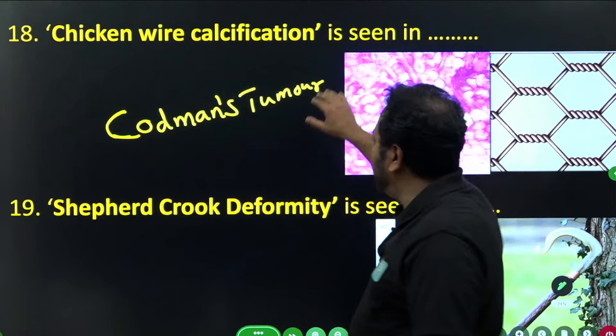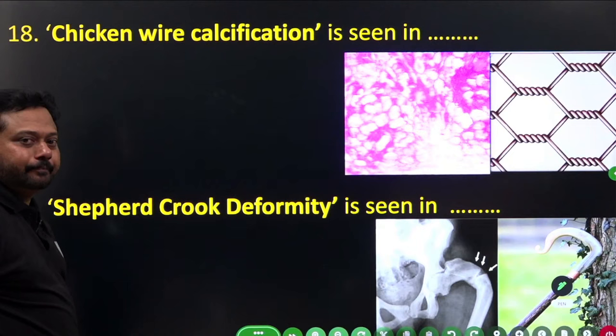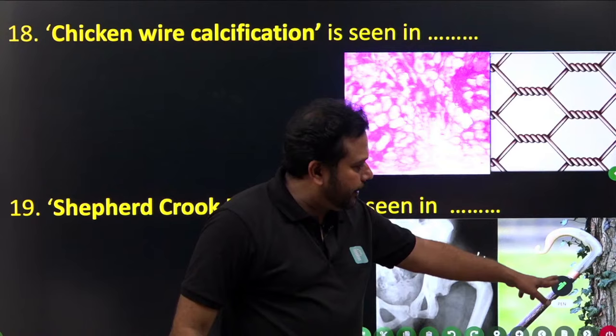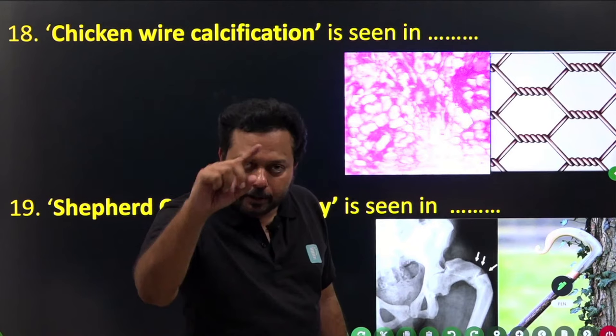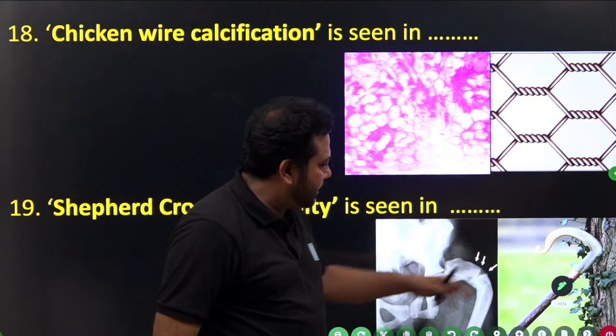Coming to the next one-liner. Shepherd-Crook deformity is seen in. First of all, you should know what is a Shepherd-Crook. Look at the diagram. Beautifully it is given. Shepherds have a hook-like stick. That's called a Shepherd-Crook, so that they can herd the sheep. Okay, so Shepherd-Crook. Exactly. You compare.